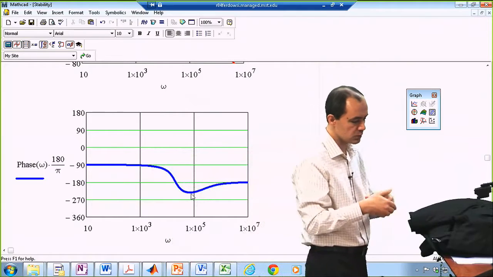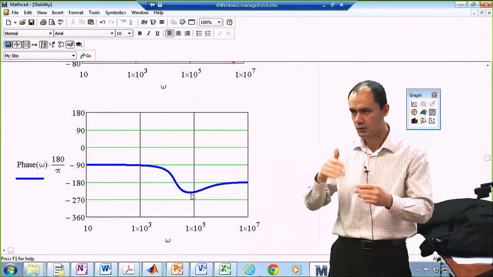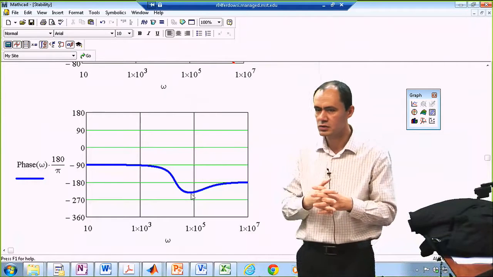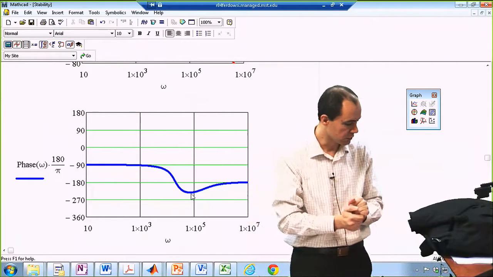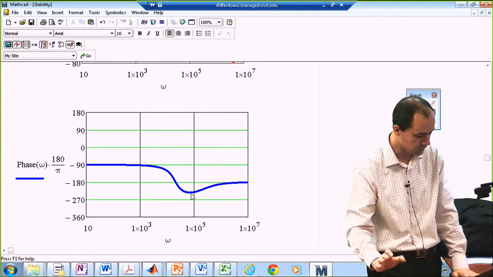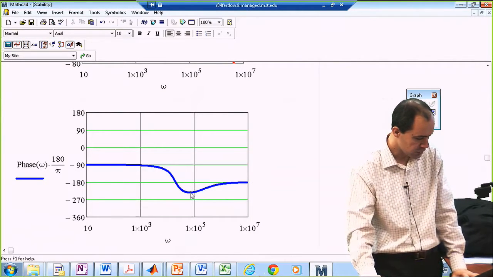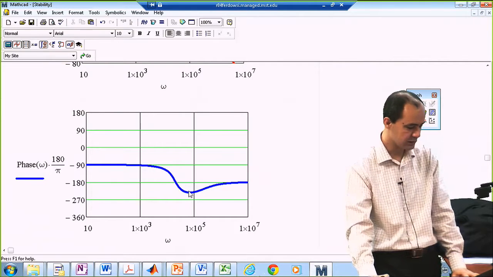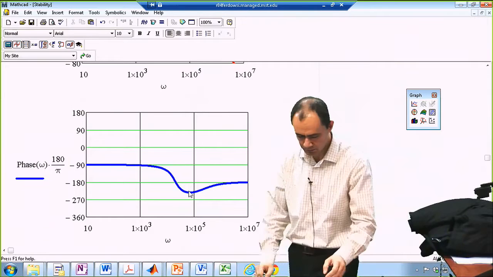So we use these Bode plots instead of making a change and looking at the simulation to see how it works. Graphically, you can use these Bode plots to predict the behavior of your system without even running any simulations. So negative phase margin, because we are below negative 180 degrees, means the system is unstable.